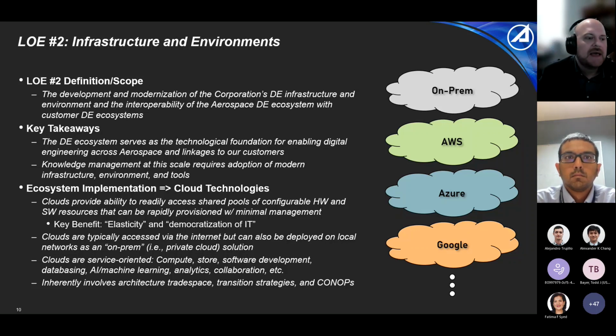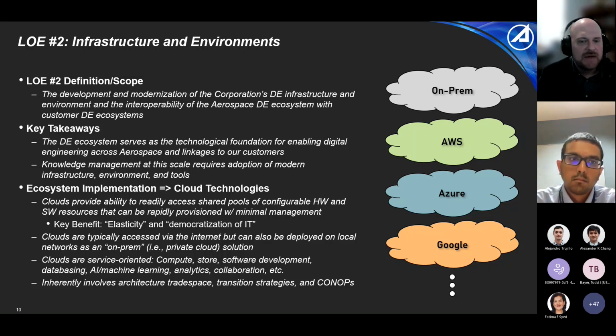So when I say cloud solutions for the digital engineering ecosystem that Aerospace is developing, I do mean that full gamut of cloud implementation options, from on-prem to various commercial cloud providers. We intend to have a mix of those as a hybrid architecture solution. Clouds tend to be service oriented. You see these options for compute, store, software development, database, and these are services that clouds provide to users.